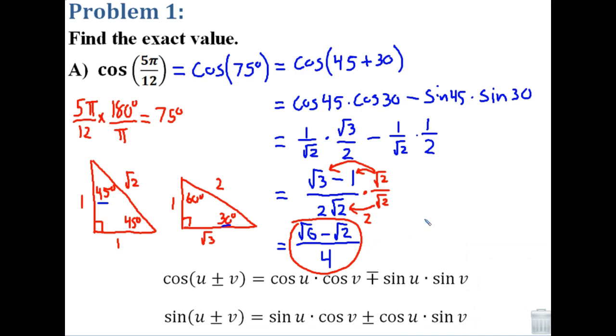Okay, again, the process there was: take the angle that we can't evaluate by hand, split it into angles that we can evaluate by hand using special right triangles, apply our sum and difference formula, and then just evaluate all the pieces and add it together.